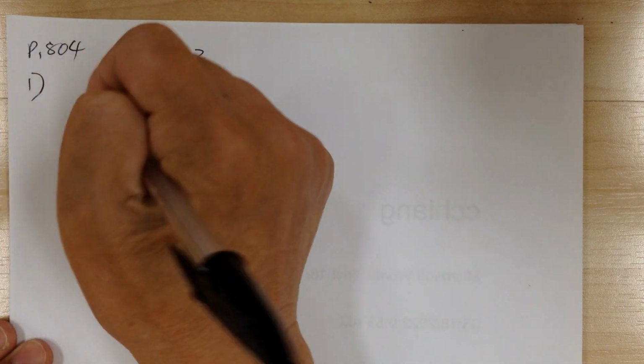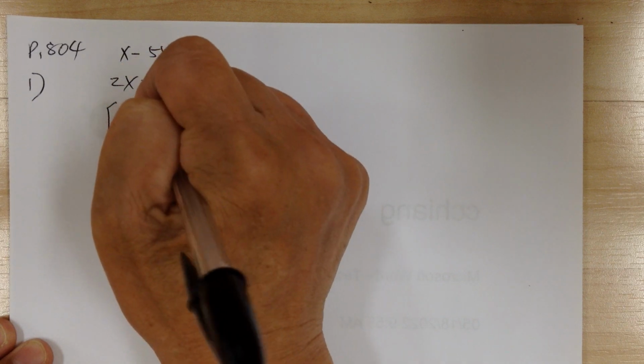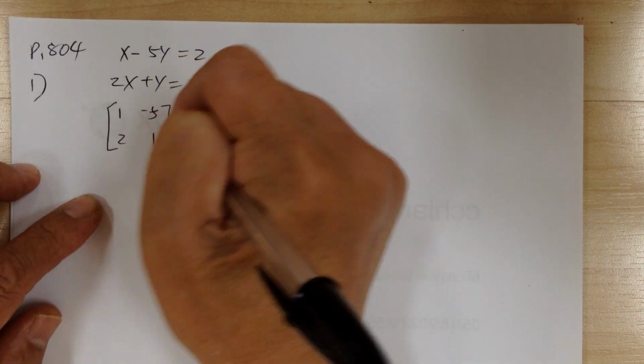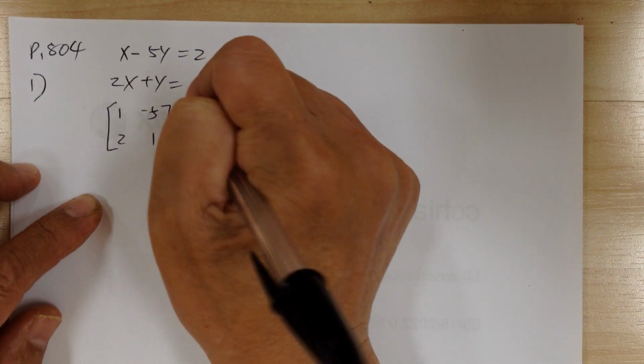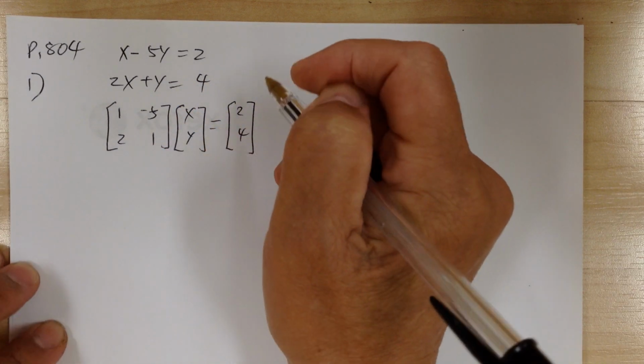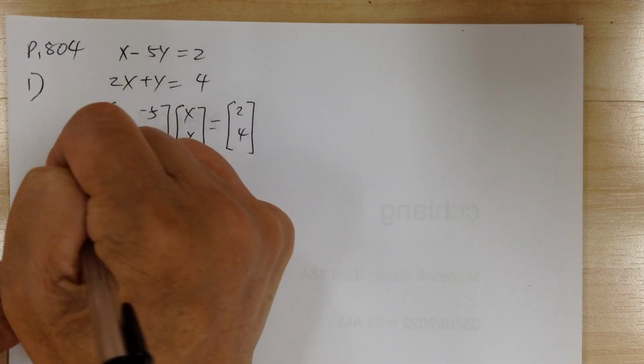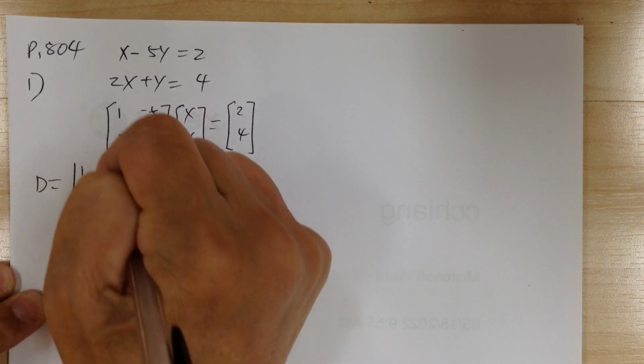Okay, so first let's go and write this in matrix form. So you're going to get 1, negative 5, 2, 1. Right, those are the numbers over here, times xy, and this will equal 2, 4. Okay, so first let's find the D. So D equals 1, negative 5, 2, 1.